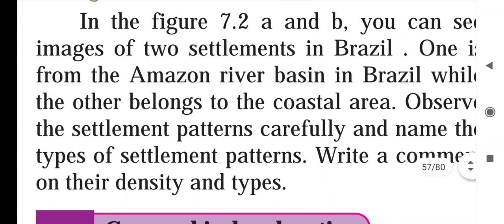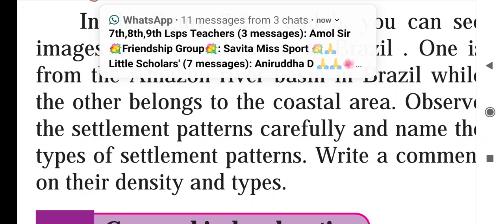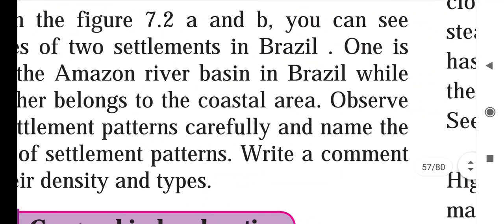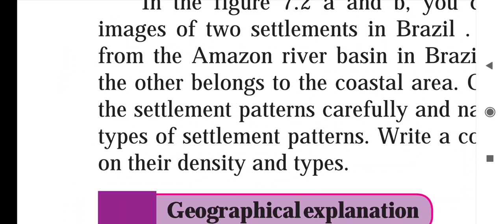So see, in figure 7.2a and b, you can see images of two settlements in Brazil. One is from the Amazon river basin in Brazil, while the other belongs to the coastal area. Observe the settlement pattern carefully and name the type of settlement pattern. Write a comment on their density and types.